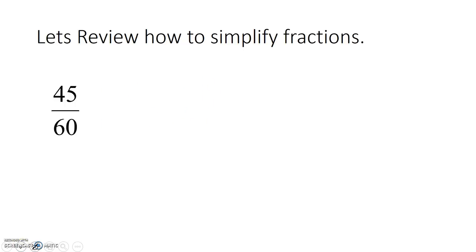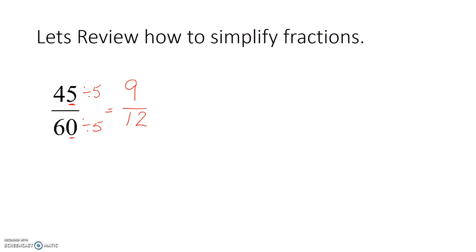Try this one. Pause the video and simplify 45/60. Okay, let's see how you did. You might have begun by dividing both the numerator and the denominator by 5 because 45 ends in a 5 or 0 and 60 ends in a 5 or 0. So I know 5 can go into both of those numbers. 45 divided by 5 is 9, and 60 divided by 5 is 12.